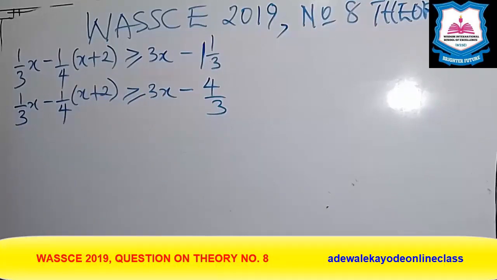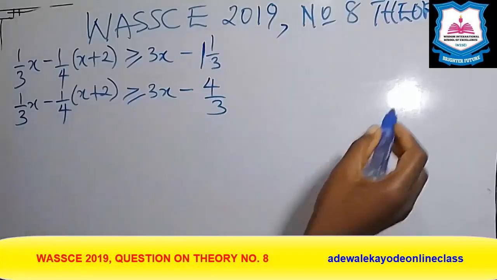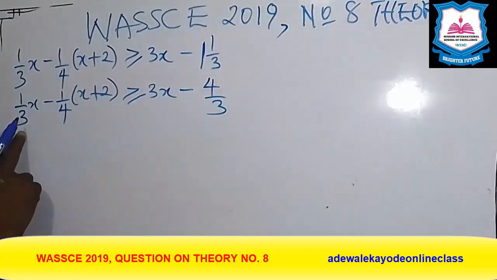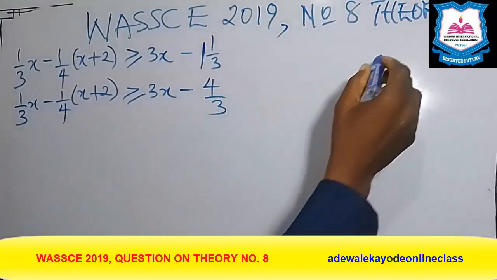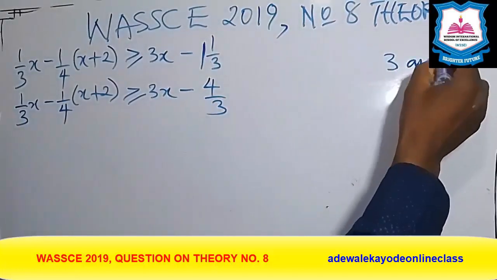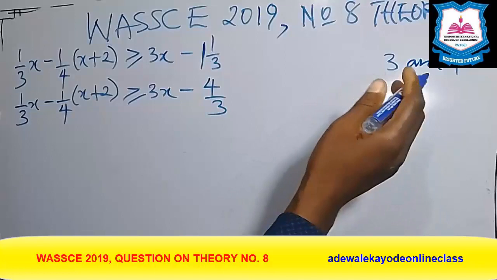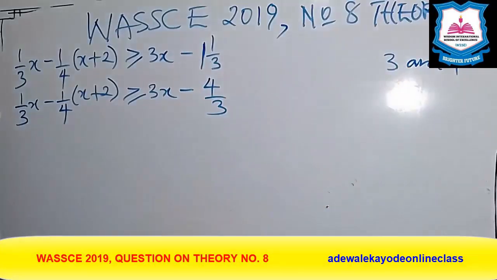Now, the next thing to do is to clear this fraction. How do you clear this fraction? You need to look for the LCM of all the denominators. How many denominators do we have here? We have 3, 4, and 3. That means we have 3 and 4. And what is the LCM of 3 and 4? Great, 12. So let's multiply this fraction through by 12. So I have 12 in 3 places.